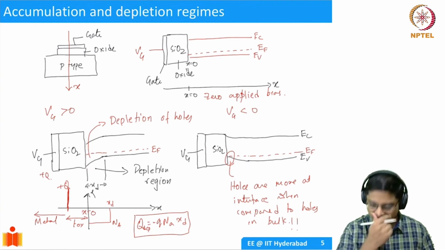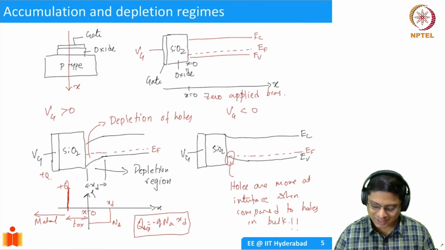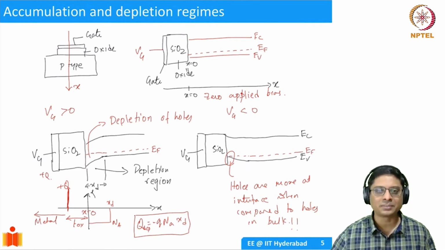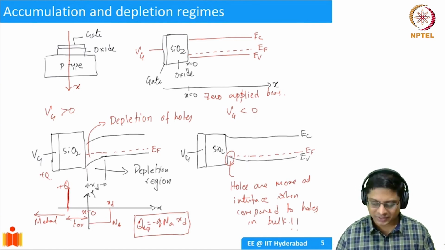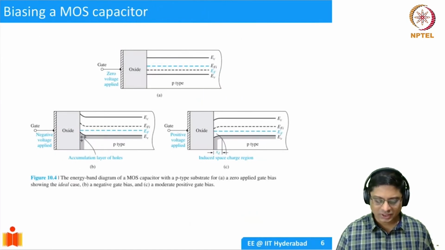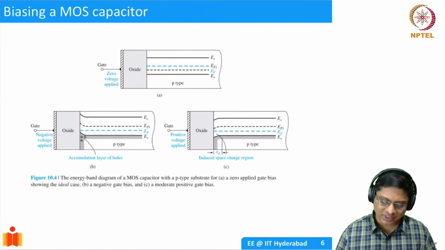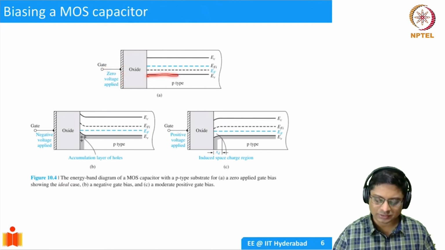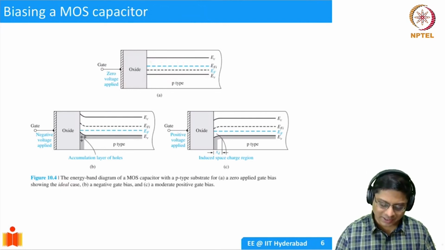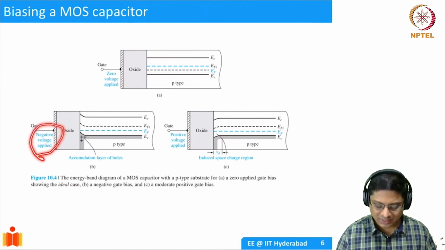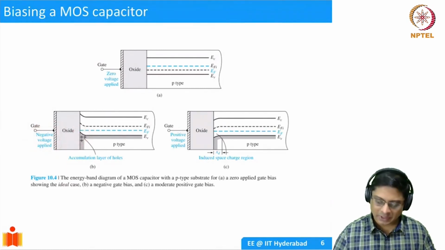Okay. So let me show you this is my picture. So I hope it helped you understand the process of drawing these diagrams. I'll quickly show you the result. Okay? This is from the textbook. You could read up a little bit and then understand if you are unclear about something here. So the same thing that we have been talking about. So if you have zero applied voltage, your bands are flat, EC, EV, EF, and so on. Okay. Now, if you apply negative gate voltage, you have accumulation of holes here. Okay. And if you have positive gate voltage, we have depletion of holes.